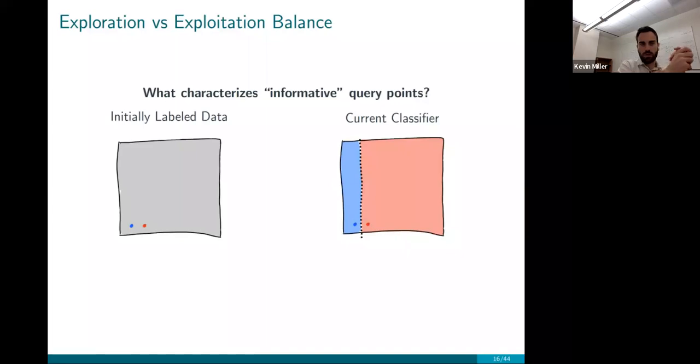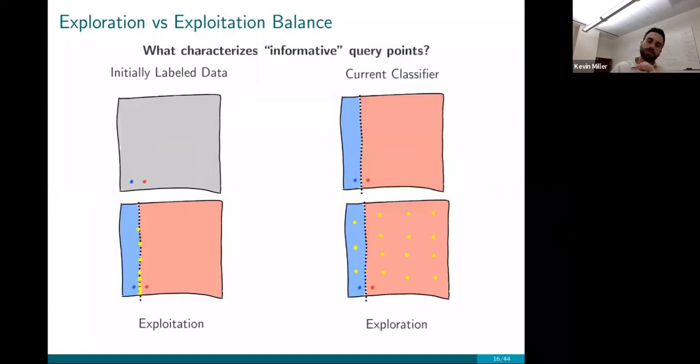Imagine I have this square domain shown here on the left, where I only have two initially labeled points, a red point and a blue point. Let's say, for example, that my current classifier, given the currently labeled data, draws just a vertical decision boundary, inferring everything on the right to be class red, everything on the left to be class blue.